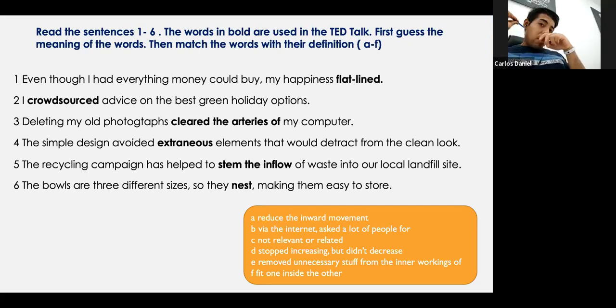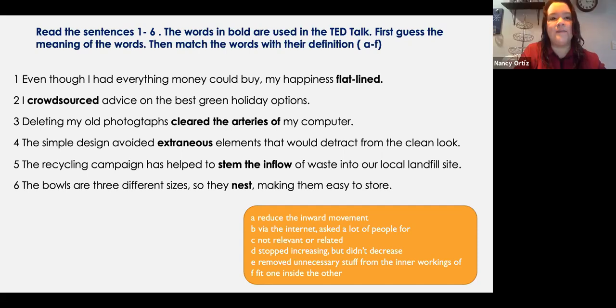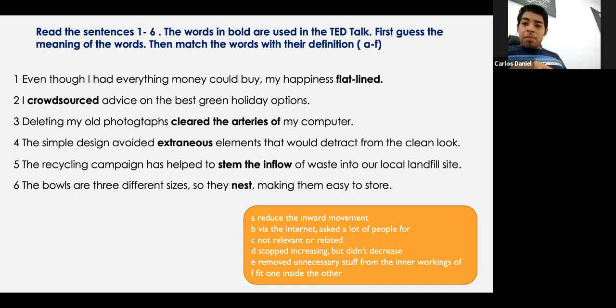I wanted to ask something about flatline. Could it possibly mean keep constant something? Keep constant something? I haven't heard that meaning. Usually we use flatline to mean something stopped. It could be. Oh, sorry. Carlos, go ahead, please.